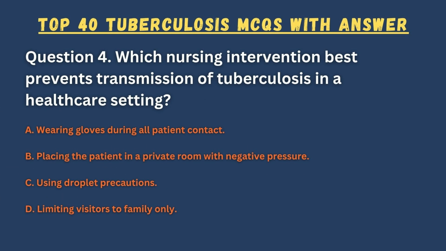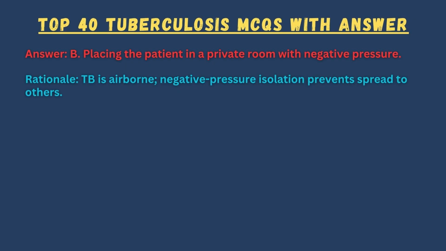Question 4. Which nursing intervention best prevents transmission of tuberculosis in a healthcare setting? A. Wearing gloves during all patient contact. B. Placing the patient in a private room with negative pressure. C. Using droplet precautions. D. Limiting visitors to family only. Answer. B. Placing the patient in a private room with negative pressure. Rationale. TB is airborne. Negative pressure isolation prevents spread to others.